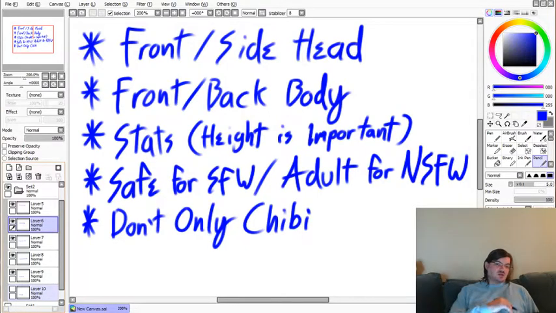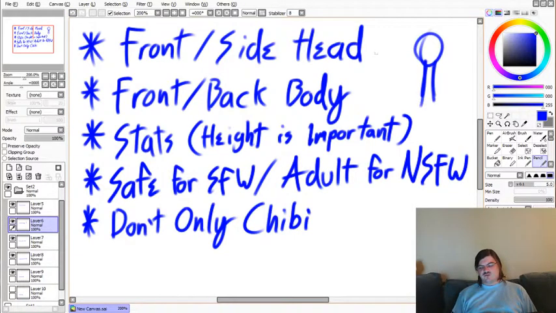So, don't only do chibi. Feel free to add a little chibi avatar at the bottom side, or if you do only have a chibi, ensure that you have a sort of stick frame off to the side with information on it like build, how muscular they are, that sort of thing.